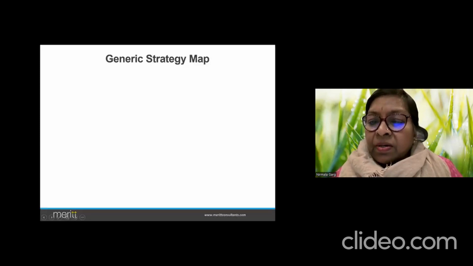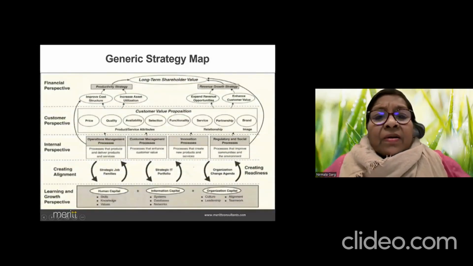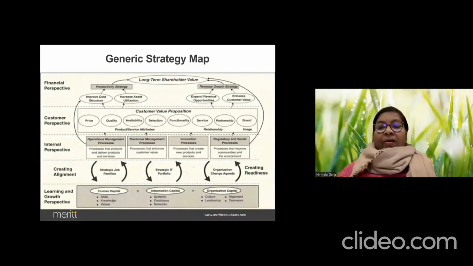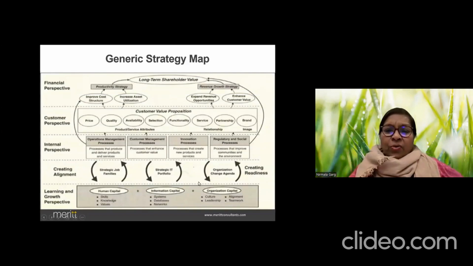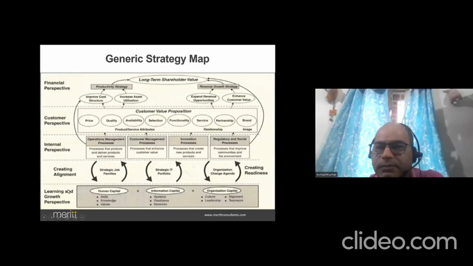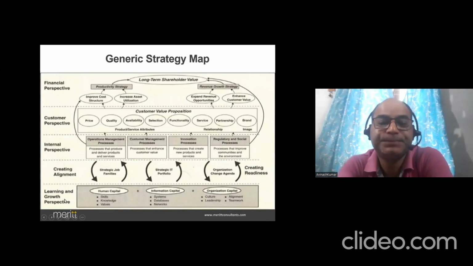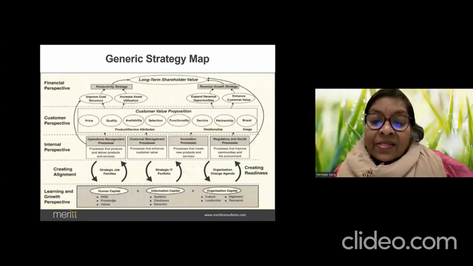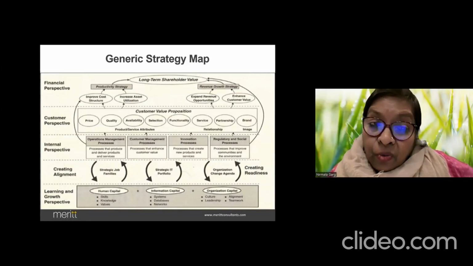Now, is it very clear? Okay. Now, this strategic map is typically for a retail store. Can you see the four perspectives: financial, customer, internal, and learning and growth? These are the four perspectives. As I said, this is a measurement tool.